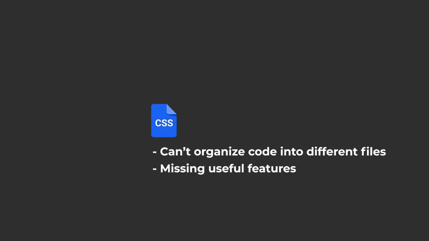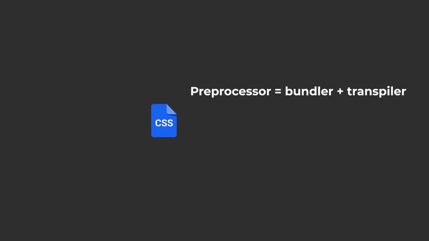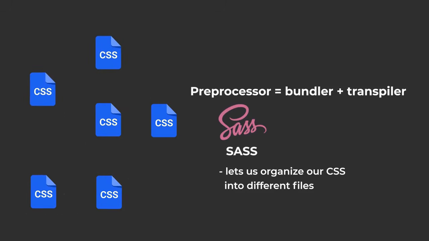Now we are going to move over to CSS. CSS as a language has the same problem as JavaScript. We can't organize our code into different files, and CSS is missing a lot of useful features. So we also use a bundler and a transpiler for CSS. There's a special name for this, called a CSS preprocessor. It's basically a combination of a bundler and a transpiler. The most popular CSS preprocessor you've probably heard of is called Sass.